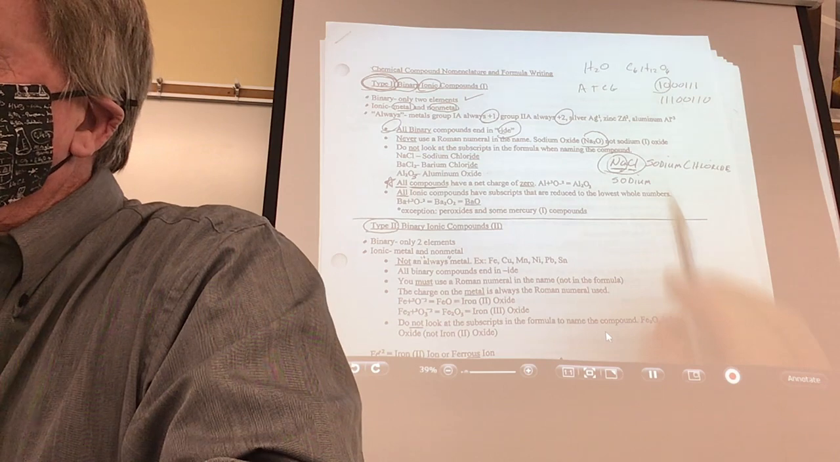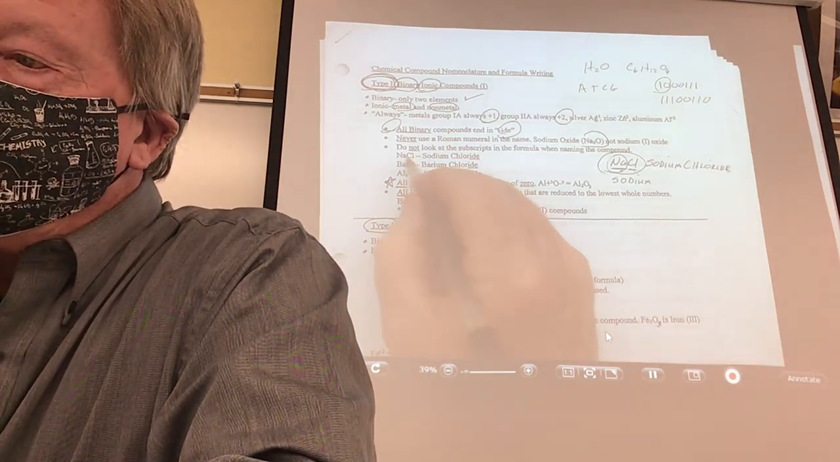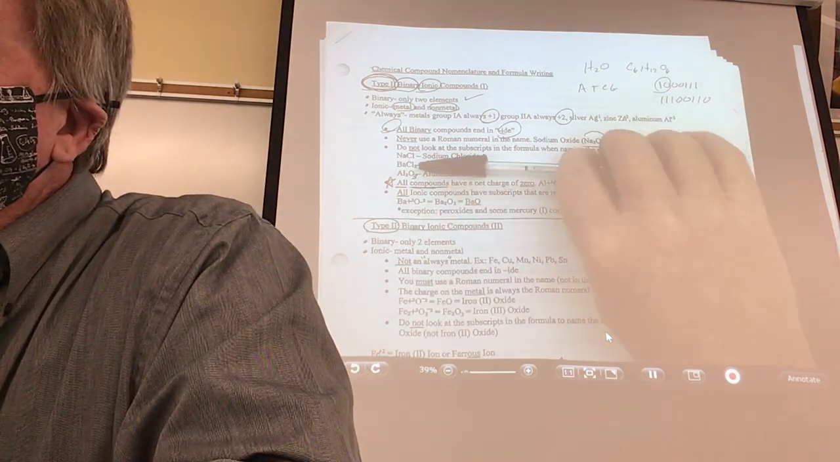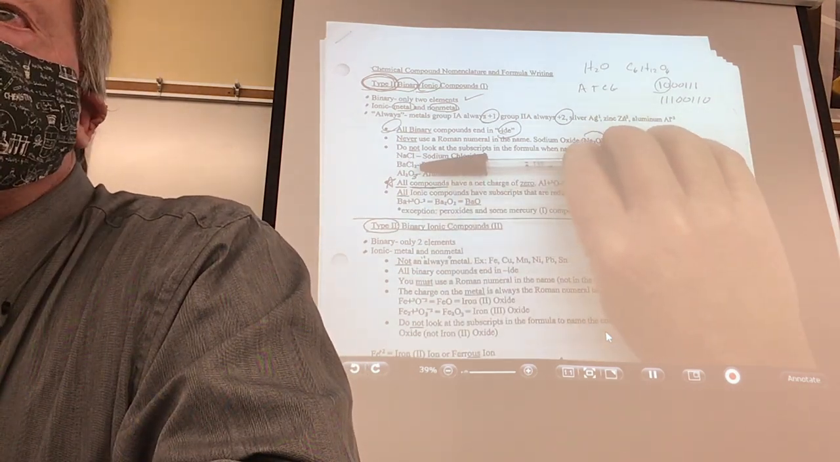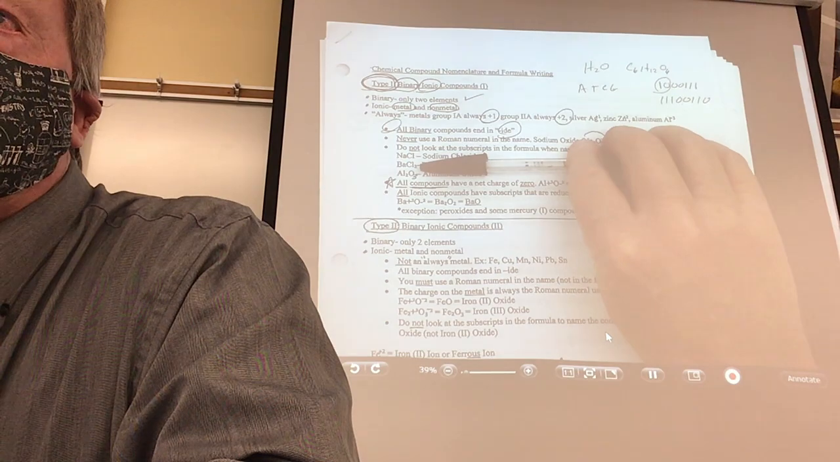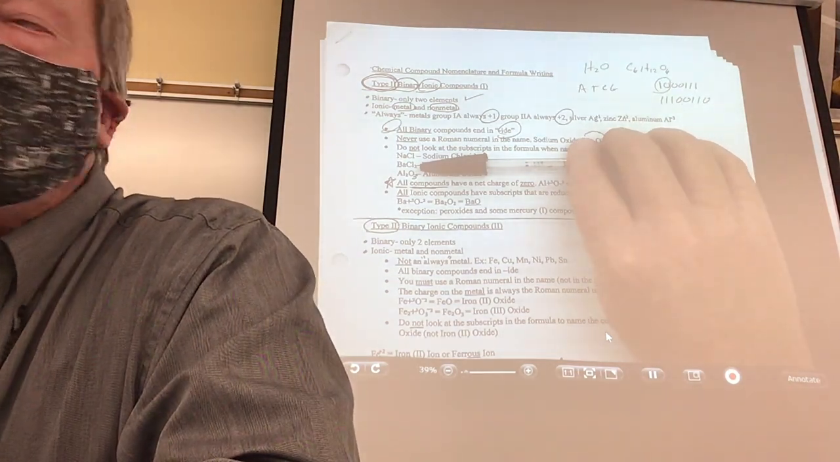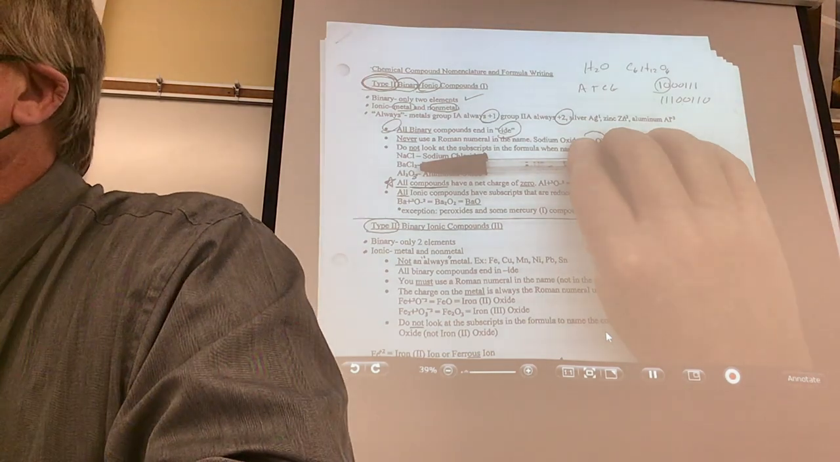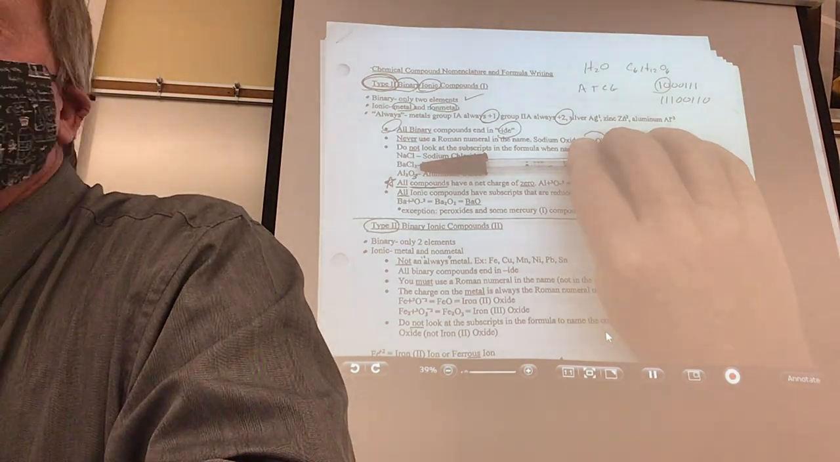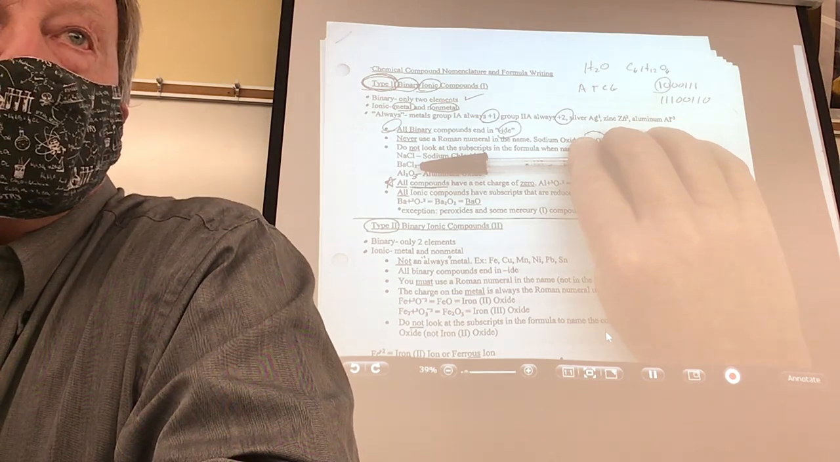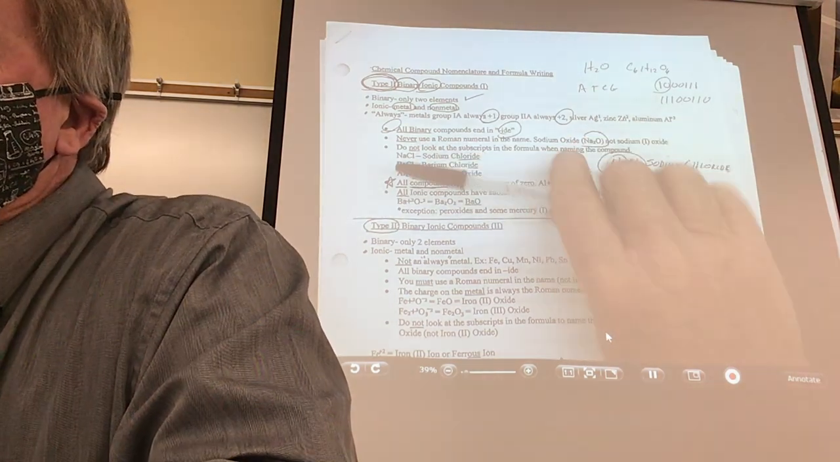So what I want to show you is this would be sodium chloride. What would the name of the next one be? What's the name of BaCl2? And I'll tell you why it's Cl2 in a minute, but what's the name of BaCl2? Everybody. Barium, what is it? Chloride, that's it. Barium chloride.